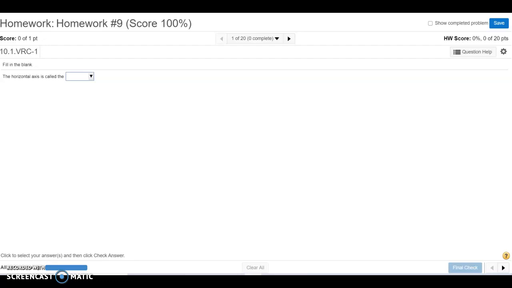Hello everyone. Here I'd like to show you how to plot points and graph lines in MyMathLab. Here's homework number 9. I'm going to jump to question number 6.